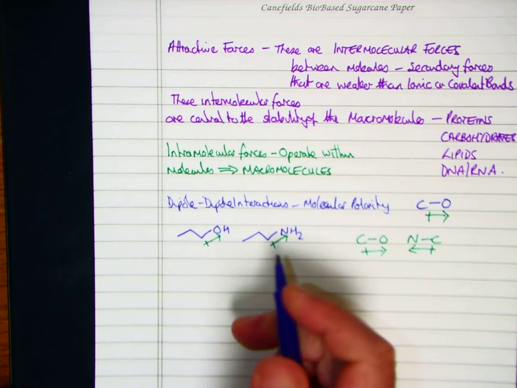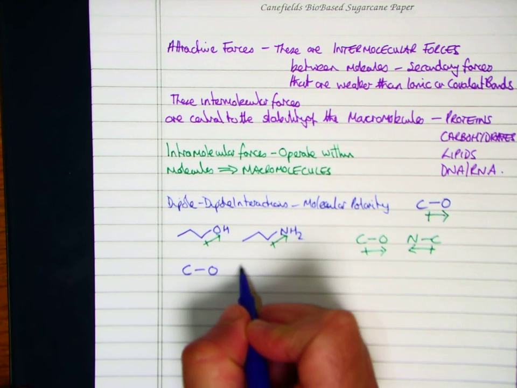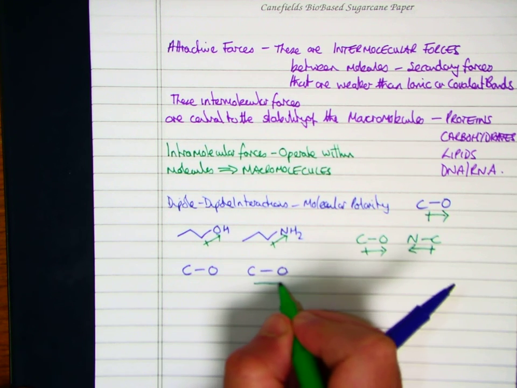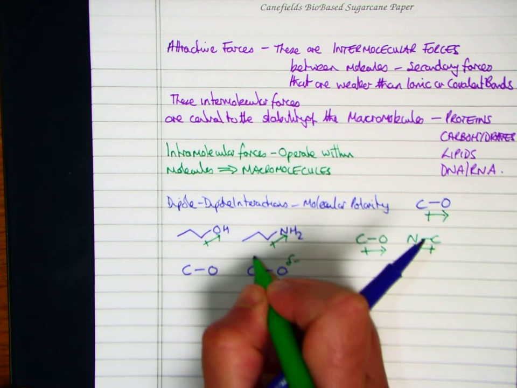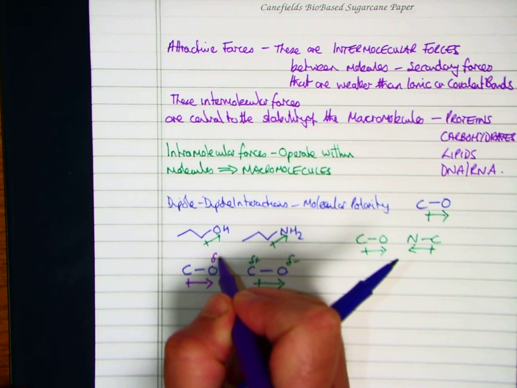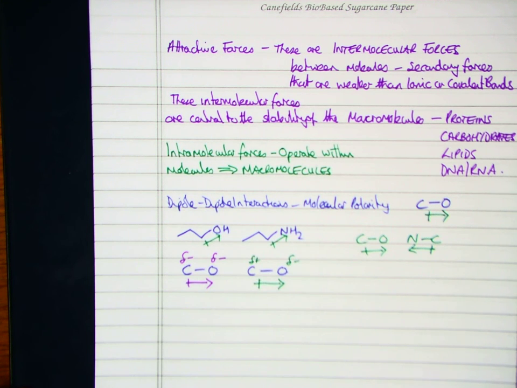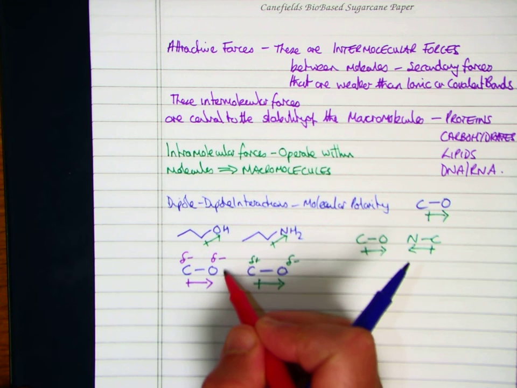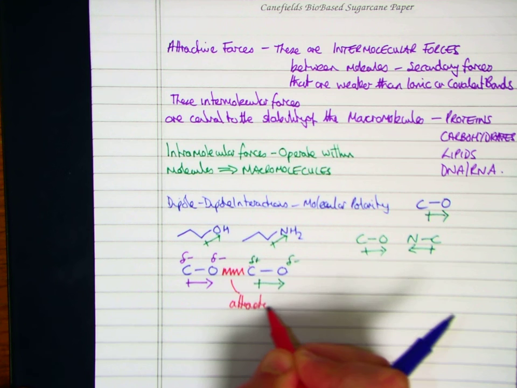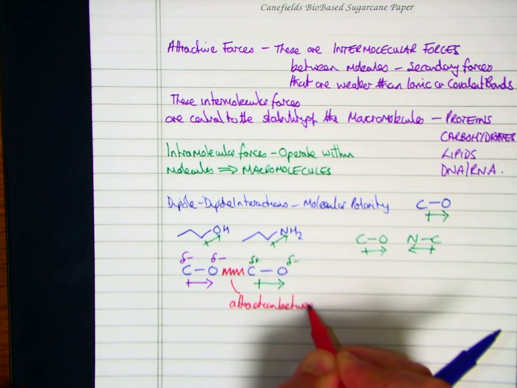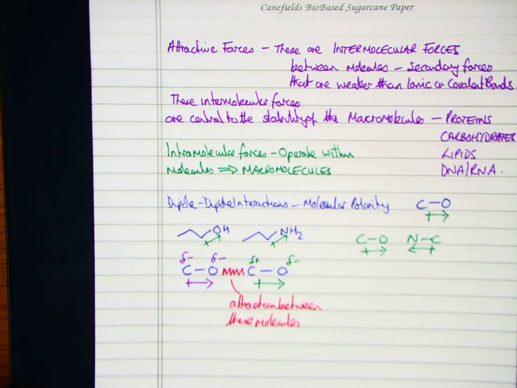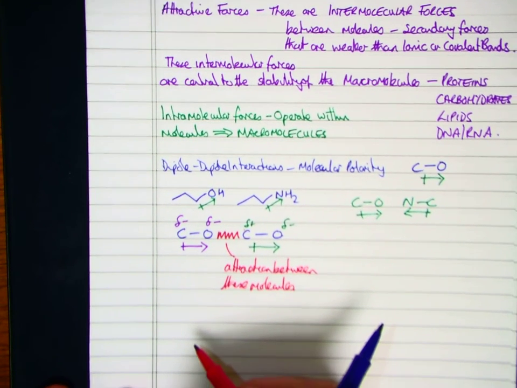So what we see is if we got a CO bond and another CO bond, we have this polarity here, a partial negative and a partial positive, and a CO over here, a partial positive and a partial negative respectively. So what we see is that these mutually are attracted to one another. There is an attraction between these molecules. And that's what we see as our dipole-dipole interaction.